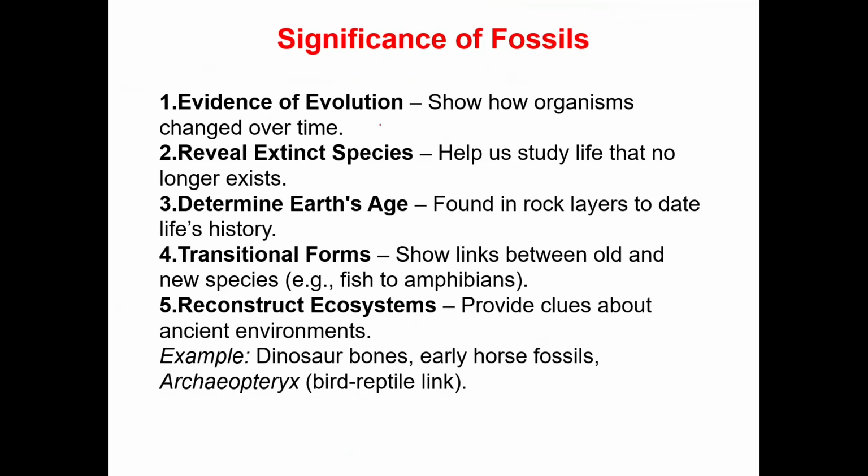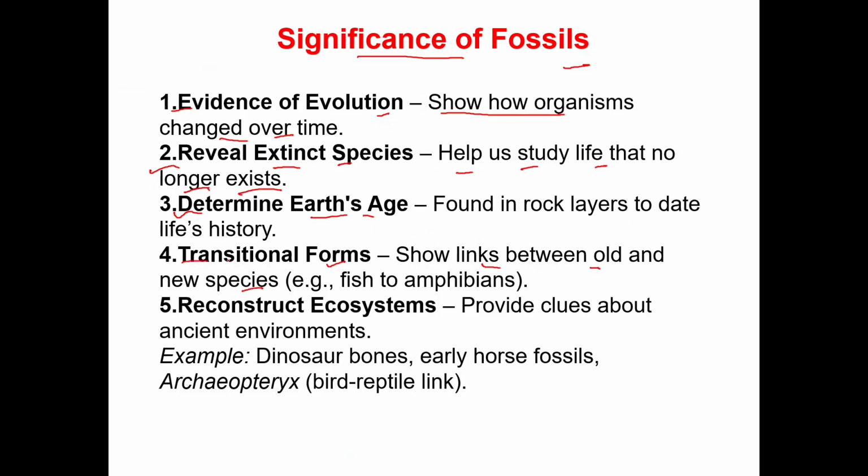And what are the major significances of the fossil? Evidence of evolution: yes, we get some data, we get some knowledge, it shows how organisms change over time. It shows what organisms lived long ago, reveals extinct species, helps us to study life that no longer exists, determines earth's age, yes, found in rock layers to date life history, transitional forms, shows the link between old and new species.